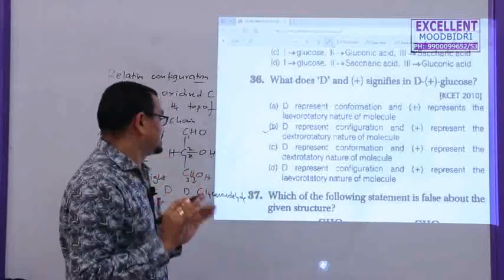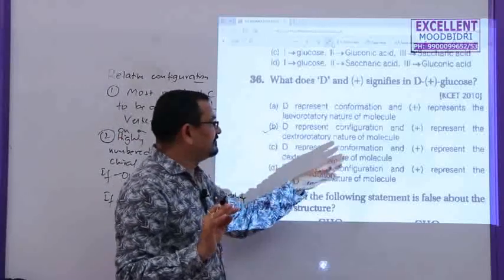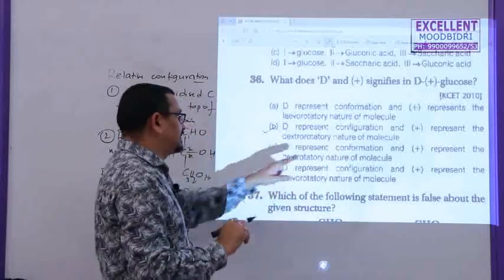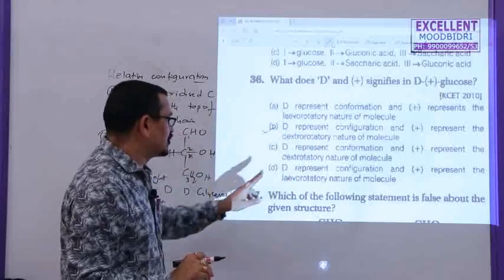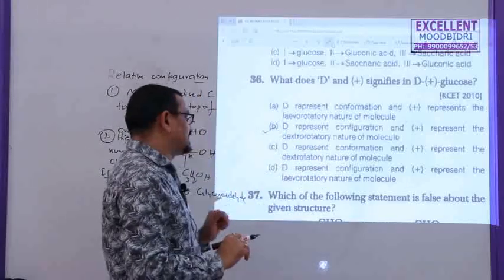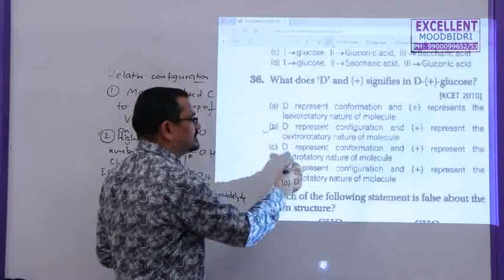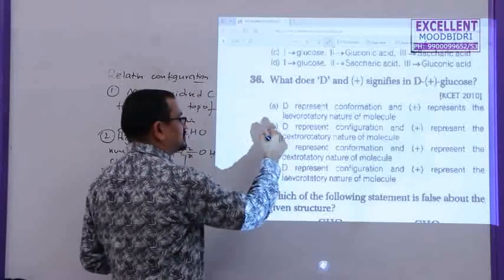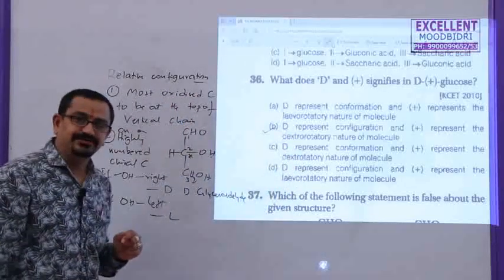Let us see all options. D represents conformation, again failed. Plus represents dextrorotatory; the second line is correct, but the first one is again wrong. D represents configuration and plus represents levo. So in one line or the other, these options fail. So the only answer is the second option.